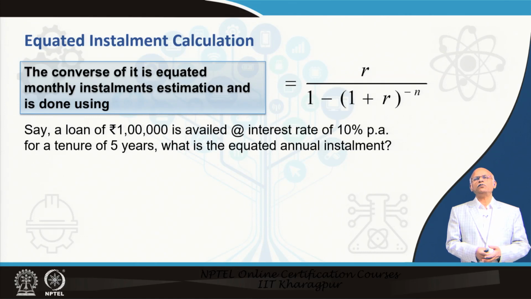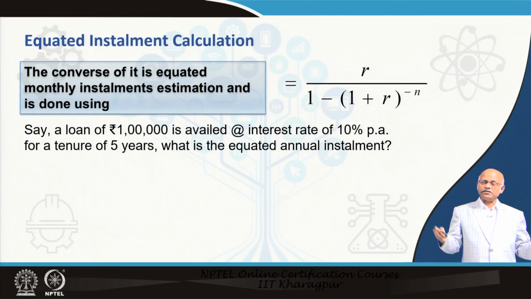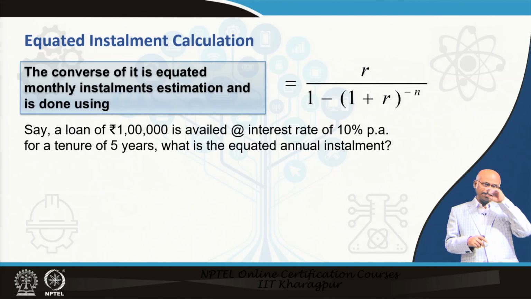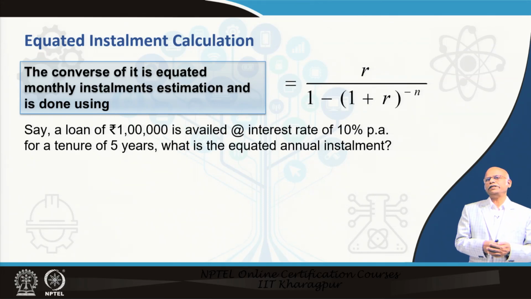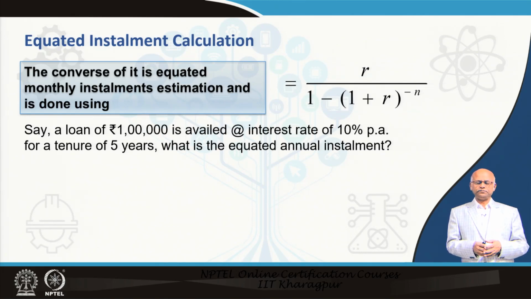So, here is the formula, it is just the inverse of that. Numerator comes to the denominator, denominator goes to the numerator, and you get a factor. Multiply that factor with the principal amount of 1 lakh rupees, you get the annual installment that is to be paid for 5 years, and the entire loan will be repaid with interest.